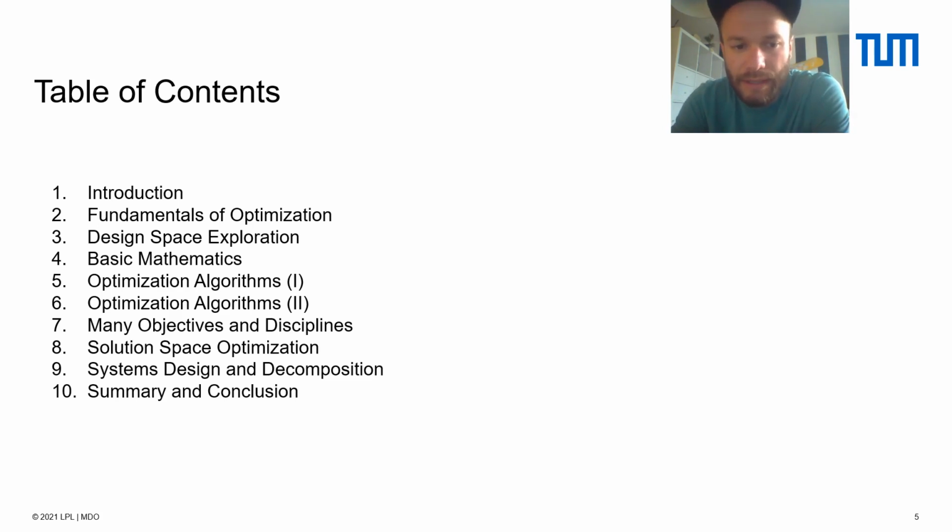And afterwards, in chapter 8, we have solution space optimization. This is an optimization approach developed by Professor Zimmermann, and we will introduce that here as well. And chapter 9 is dealing with systems design and decomposition in general, so how to deal with complex systems that might have multiple disciplines, multiple components, and so on. And this is often solved by means of decomposition. And finally, in chapter 10, we have a summary and also a conclusion.